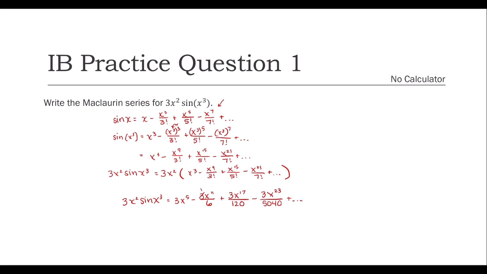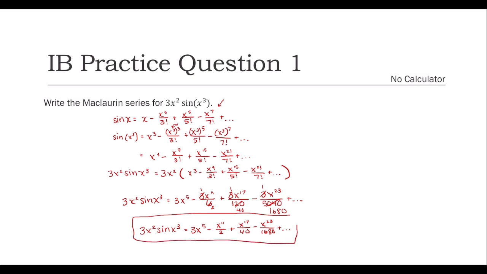So we can simplify these. So our final answer is 3x squared sine of x cubed equals 3x to the 5th minus x to the 11th over 2 plus x to the 17th over 40 minus x to the 23rd over 1,680. So this would be your answer to this question. On the test, they'll most likely tell you how many terms that you need.